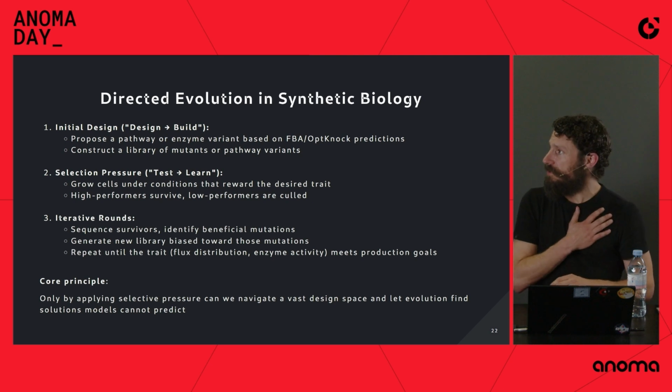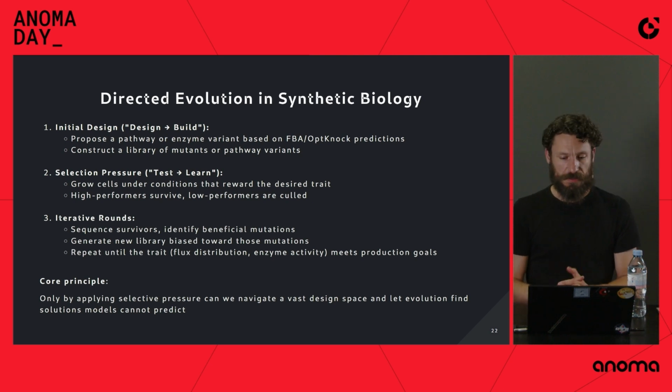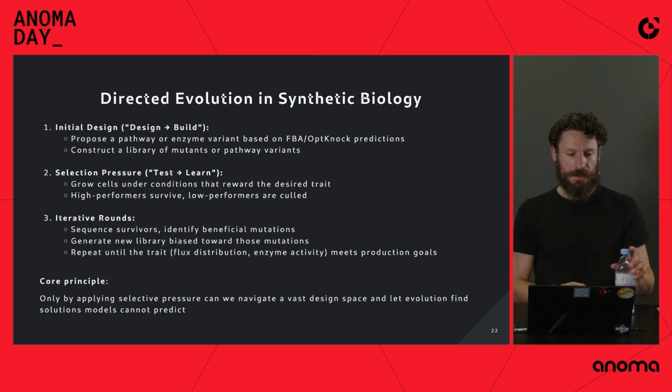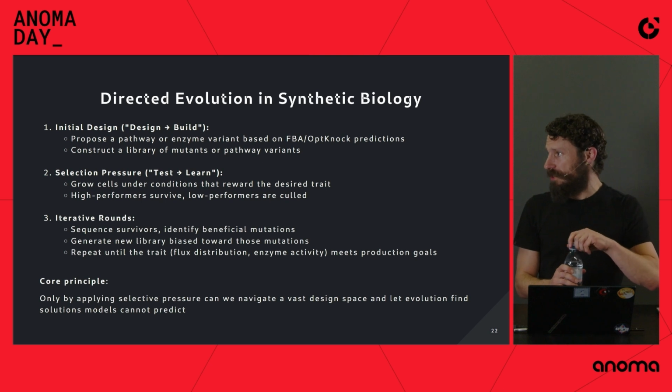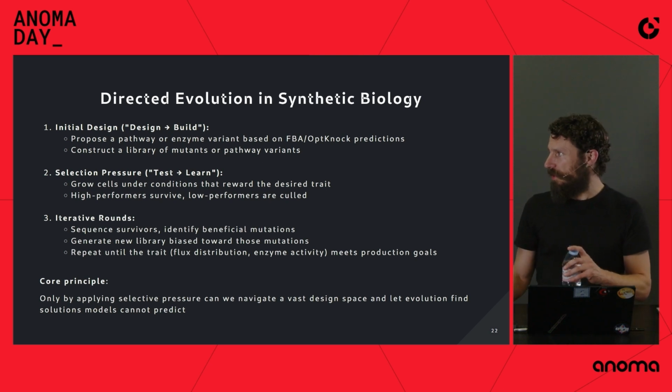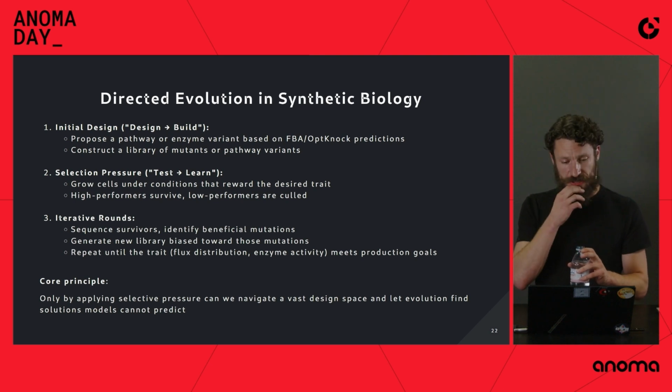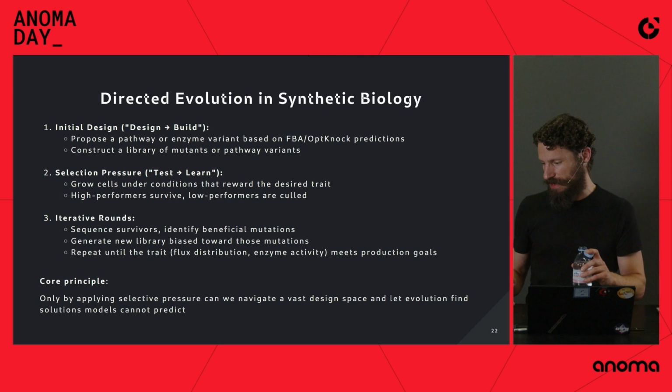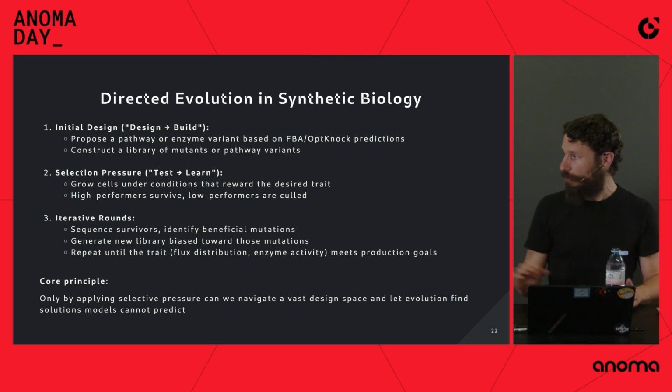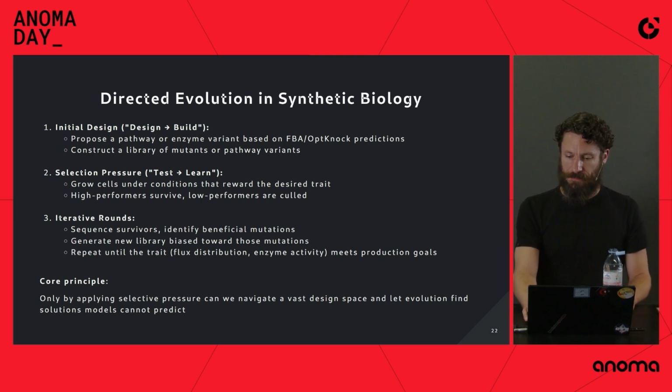So the regular evolution in synthetic biology is this cycle of design, build, test, learn, same as in software engineering. You propose a particular pathway or an enzyme based on particular predictions from one of these methods. You construct a library of mutants. Then you apply selective pressure, so the cells grow, and you select for the ones that have the desired trait, and the others you get rid of. And you iterate until you achieve something that is good enough, or as good as you can get. The core principle being, by only applying selective pressure, we can navigate a vast design space and let evolution find solutions that models cannot predict.